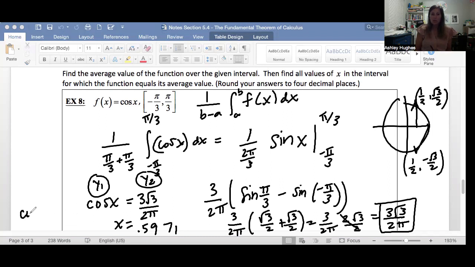So you can push cosine inverse 3 root 3 and then make sure you divide by 2 and divide by pi. Or 3 root 3 divided by parentheses 2 pi. You're dividing by the 2 and the pi. And so that is an example there.